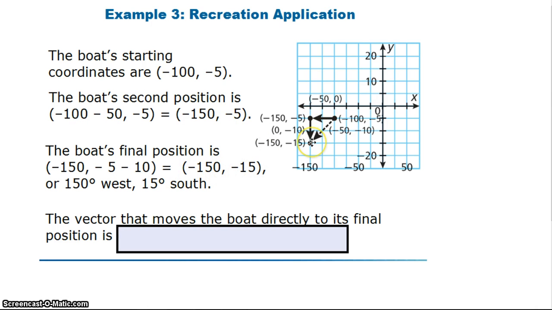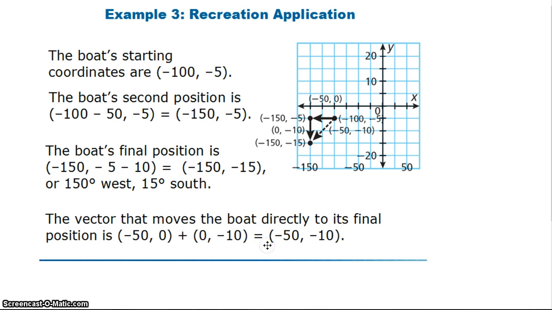Here it is. So what vector would move the boat directly to that position? And that would just be from the starting position, moving -50 in the x and -10 in the y. So that's pretty easy to find this final vector. It was just from the starting position, what was the movement in the x and the y. Good. I'm kind of noticing that they didn't use the right notation here. Shouldn't they use our vector notation, right? So you might want to change that in your notes.